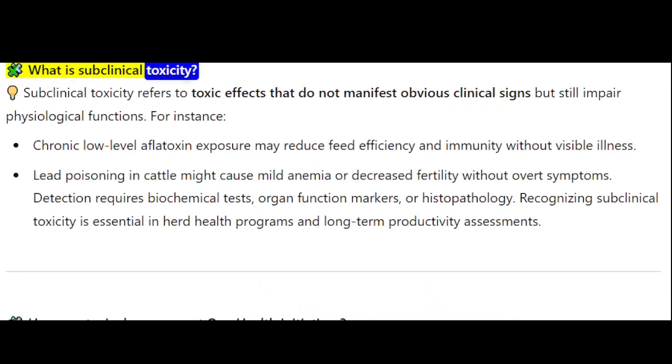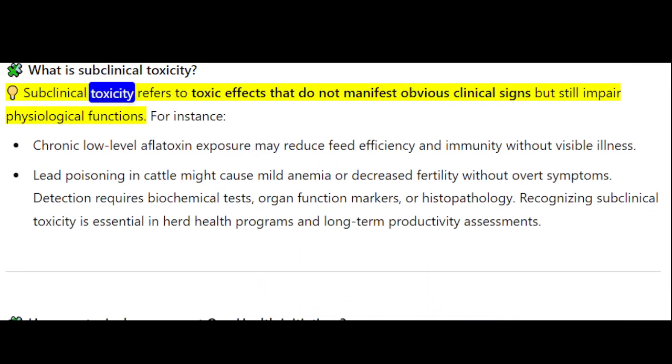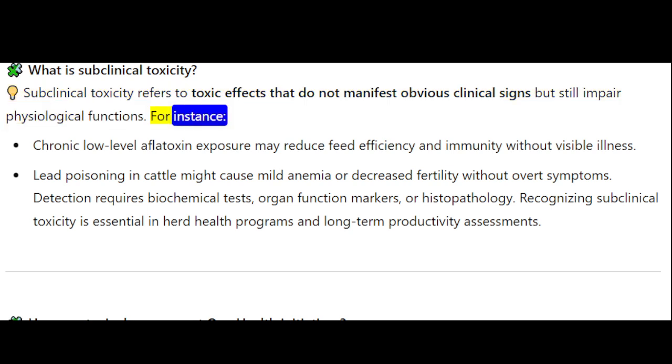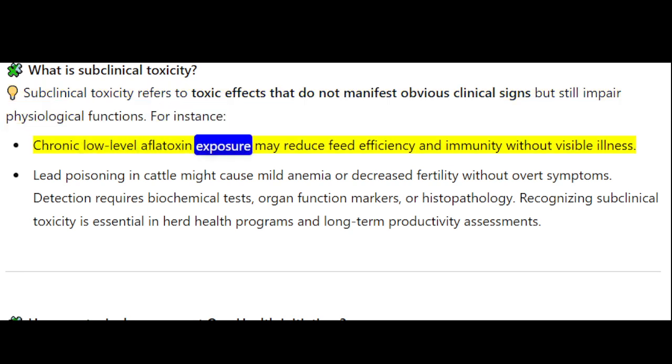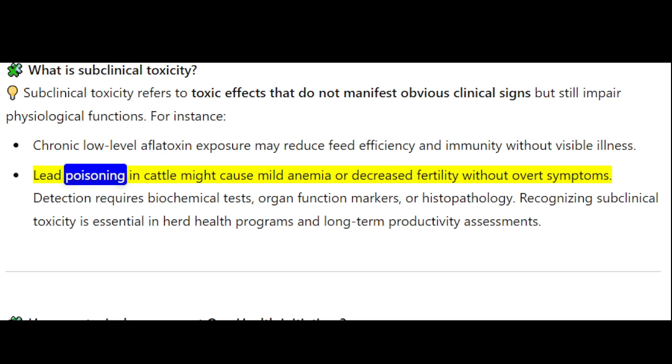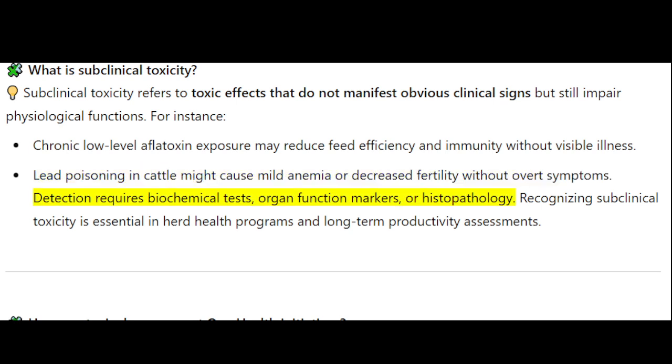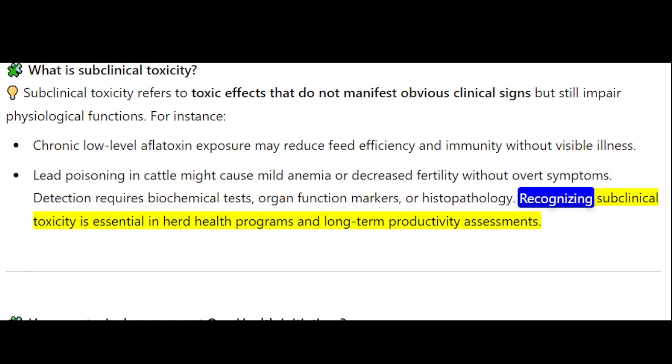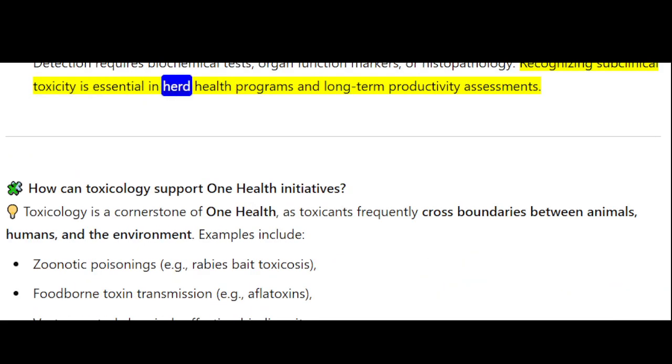What is subclinical toxicity? Subclinical toxicity refers to toxic effects that do not manifest obvious clinical signs but still impair physiological functions. For instance, chronic low-level aflatoxin exposure may reduce feed efficiency and immunity without visible illness. Lead poisoning in cattle might cause mild anemia or decreased fertility without overt symptoms. Detection requires biochemical tests, organ function markers, or histopathology. Recognizing subclinical toxicity is essential in herd health programs and long-term productivity assessments.